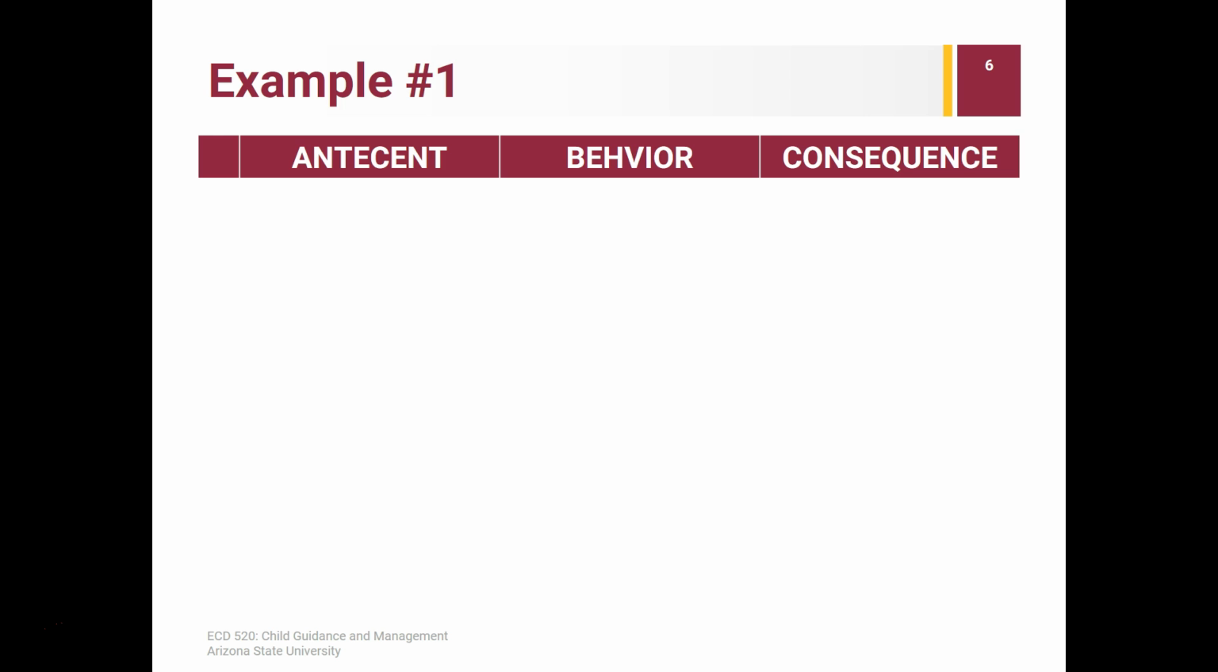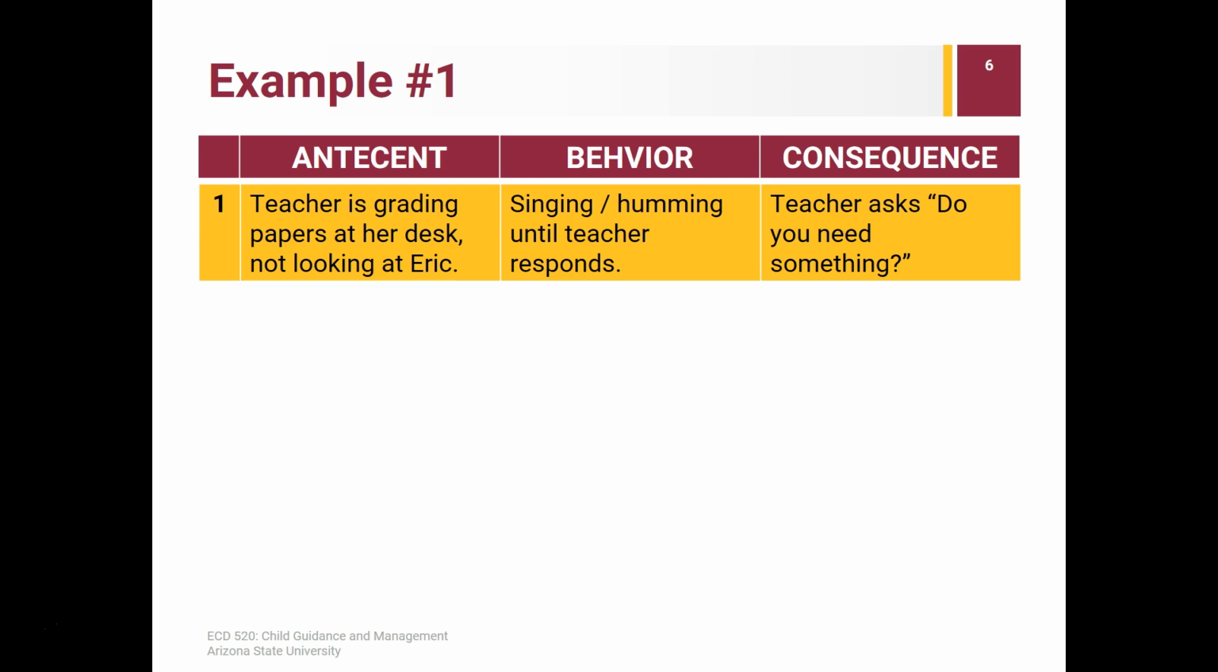Let's take a moment to look at these examples. We have an antecedent where the teacher is grading papers at her desk and is not looking at the student Eric. So Eric starts singing and humming until the teacher responds. The teacher looks up at Eric and asks him what he wants. Then he says he has a question, so the teacher answers the question.